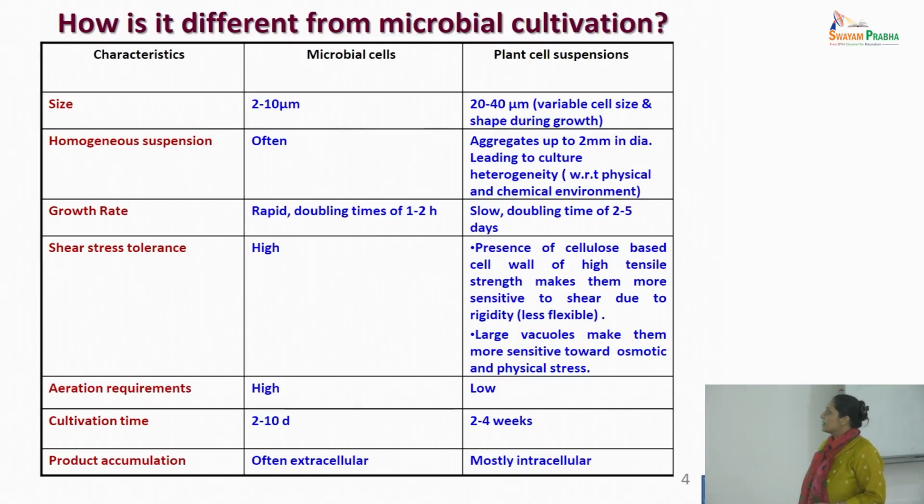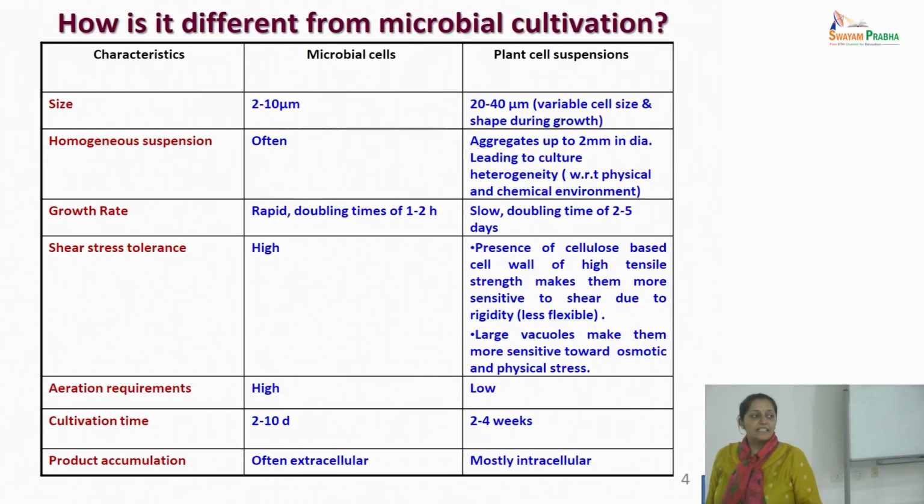Shear stress tolerance. Now, the same thing which I mentioned, because of the rigidity and the high tensile strength, they may be less shear tolerant. And also, if the cells are more matured, they will have an extended vacuole. This also makes them sensitive towards any change in the medium in terms of osmolarity, the osmotic stress. There is a good chance that if a damage happens, the cell would lyse.